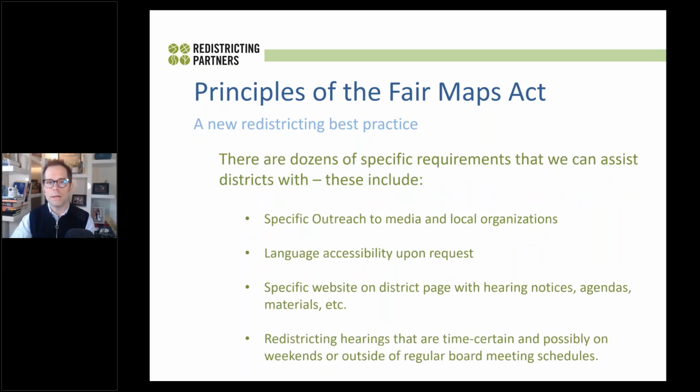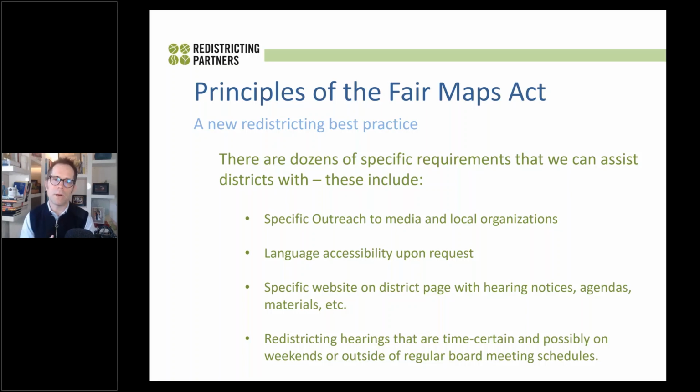They require specific additional outreach to try to engage the public. They require an opportunity for people to receive information in different languages. They require agencies to have a separate page on their website for information about the redistricting, with links to agendas and presentations and videos of hearings.